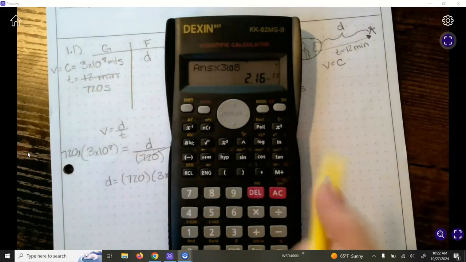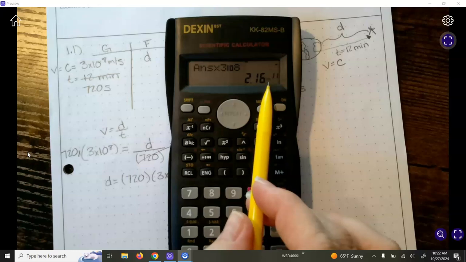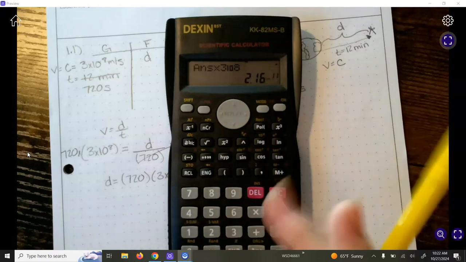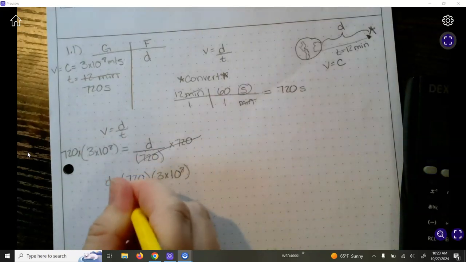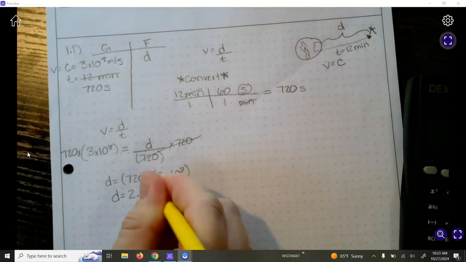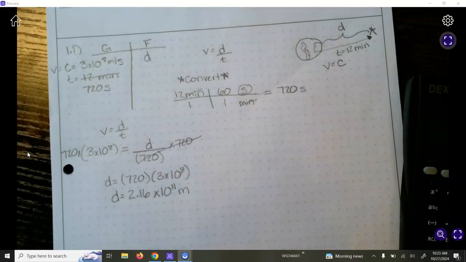2.16, and then don't forget this times 10 little thing right there. You got to pay attention. It's very small, to the 11th power, 2.16. So D equals 2.16 times 10 to the 11th, and our unit is meters.